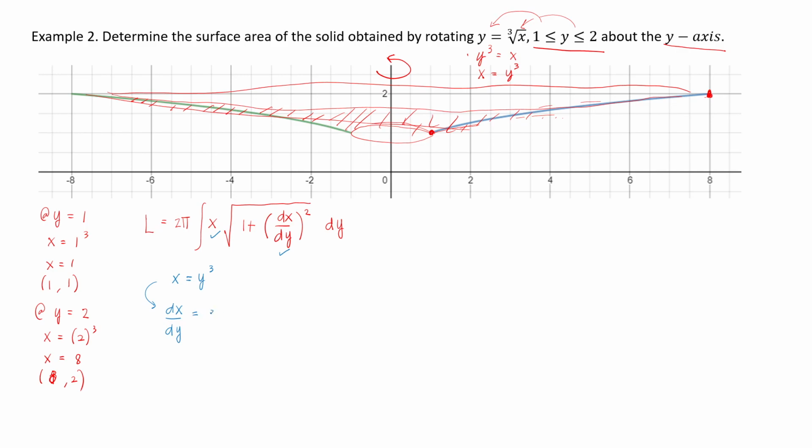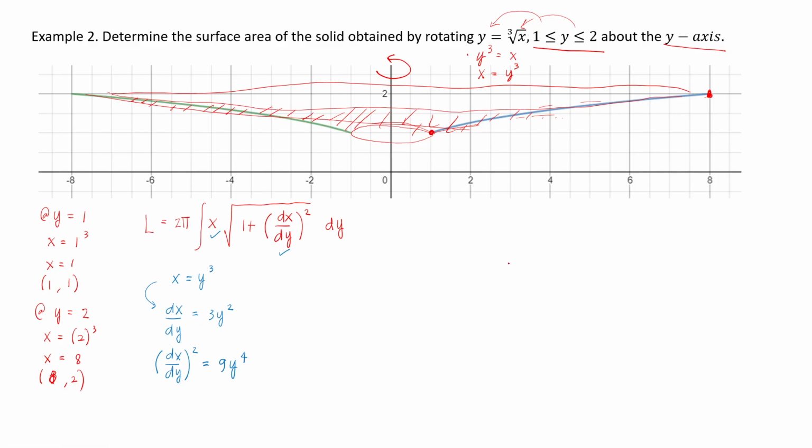So this would give you 3y squared. And then getting the square of dy over dx over dy squared, this would give you 9y to the power of 4. I think that's it, right?